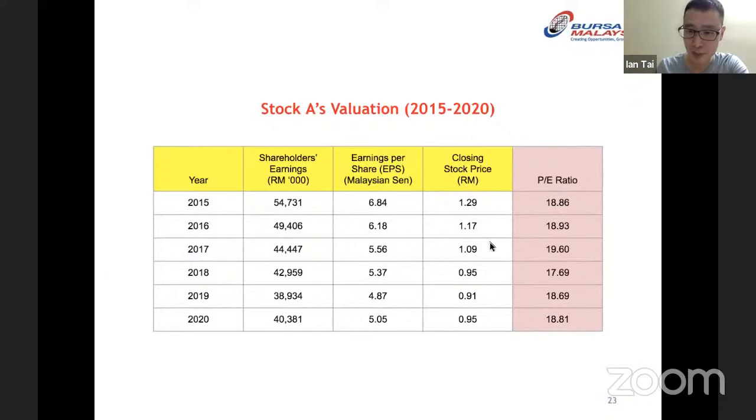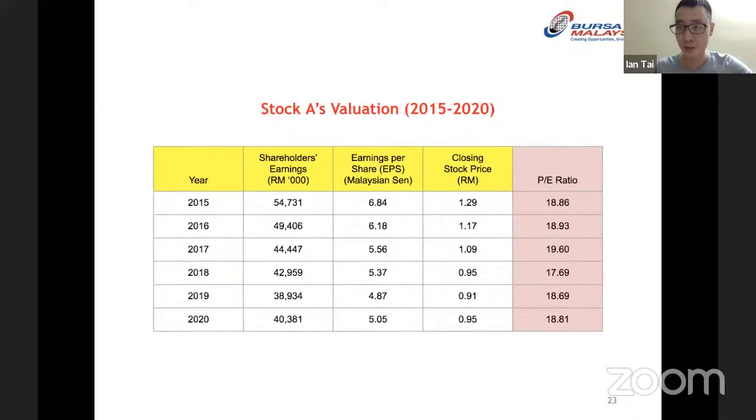Over time, the stock price may drop, but the PE ratio, can you see? It didn't exactly drop. The PE ratio is the price measured against its earnings. Can you see that the PE ratio didn't drop? It remains at 18, 19, 18, 18, 19, 17, 18, 18. So from an investor's point of view, although the stock price has fallen from $1.30 to $1, the PE ratio never really dropped.